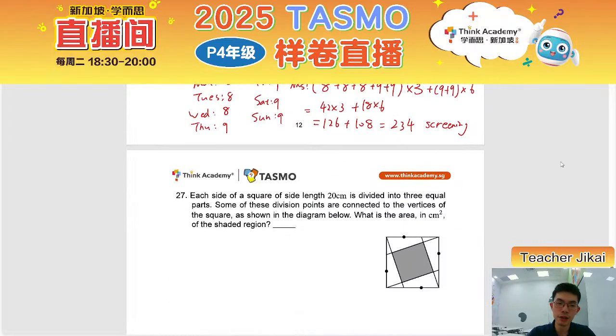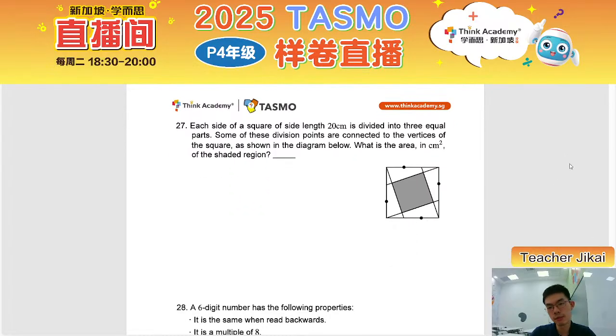Okay, now we are going to the geometry problem. This one is the hardest geometry problem in today's paper. So we know the square has a side length of 20, so 20, 20 here, and it is divided into 3 equal parts. Some of the division points are linked and we want to know the shaded region.